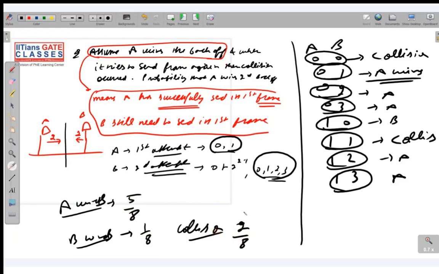Now assume that A wins again. A wins the second back off. So now what should be the case? A will send the third packet. B is at only the first packet. Now let me tell you that thing also. Take snapshot. I will jump to the next slide.